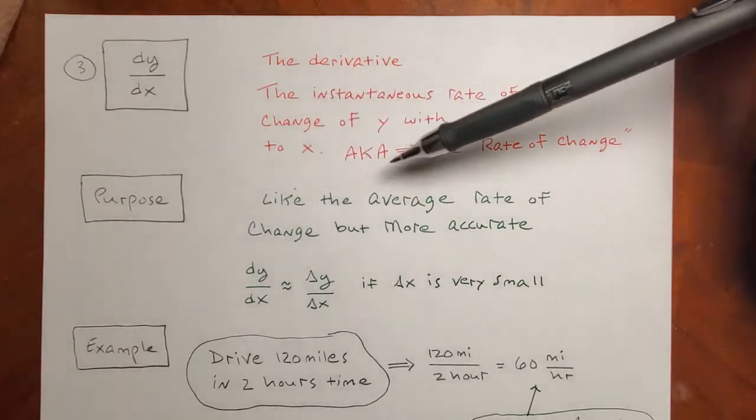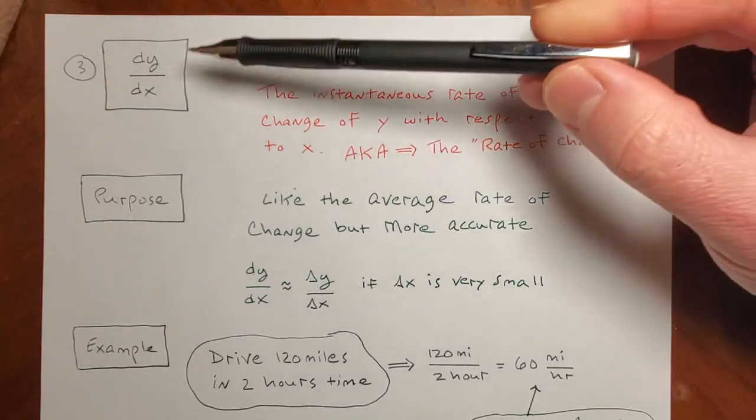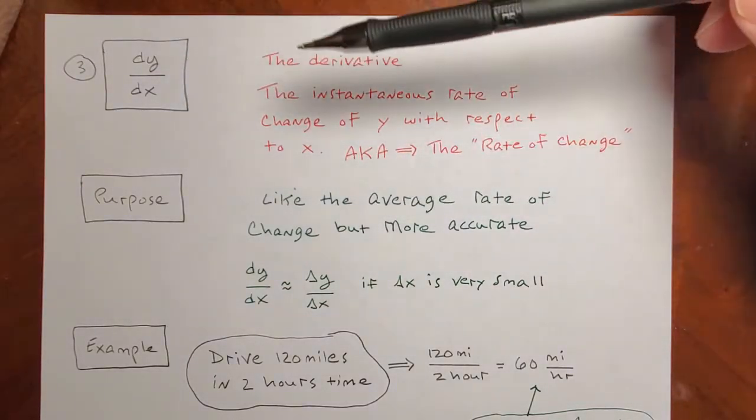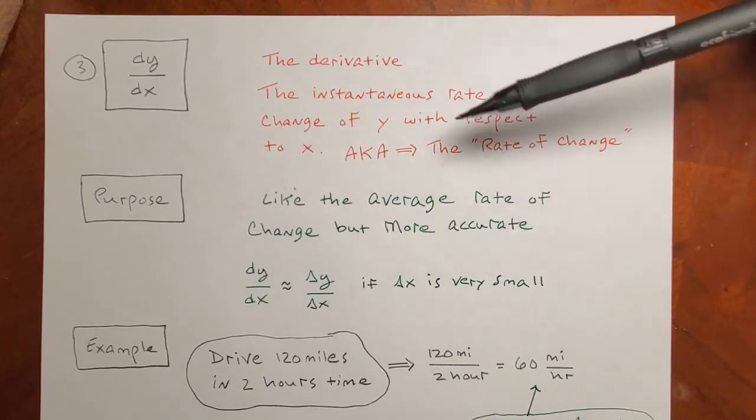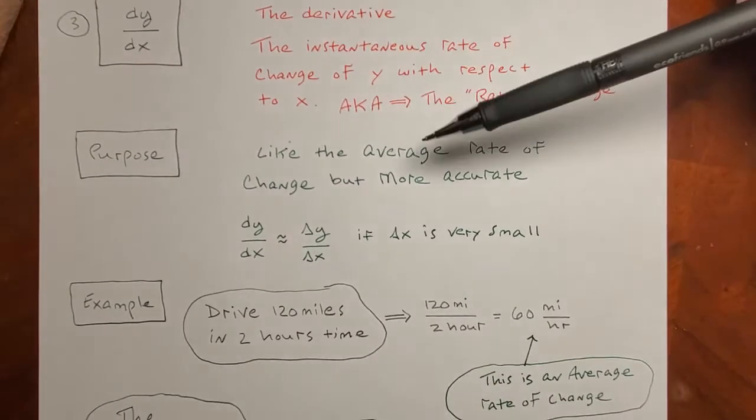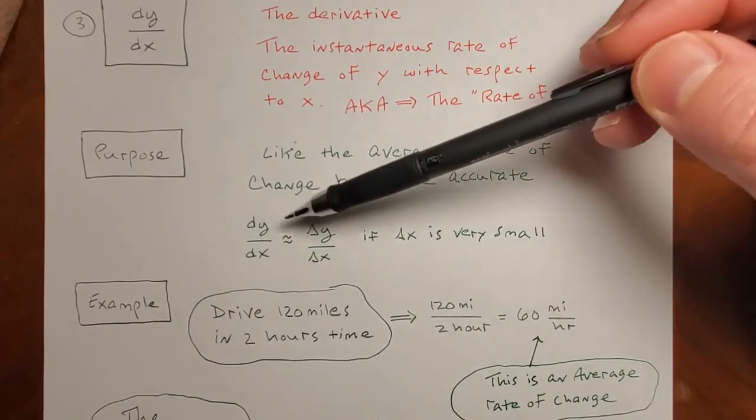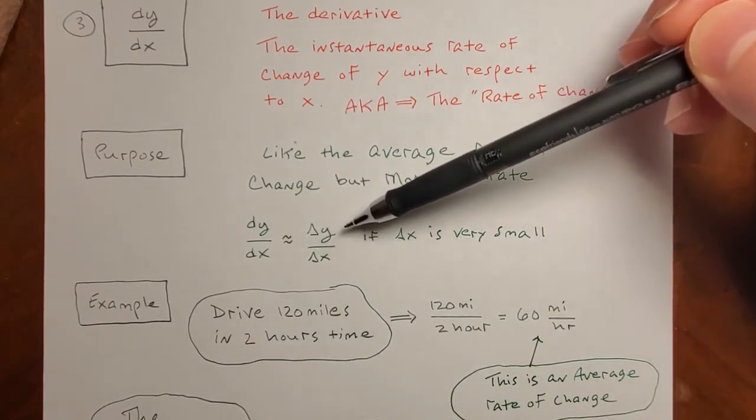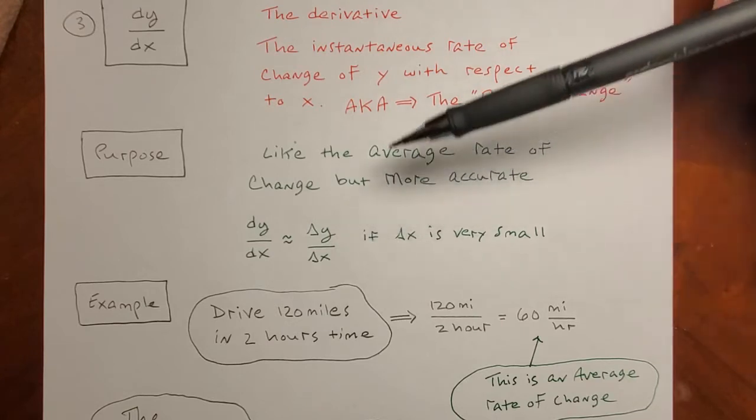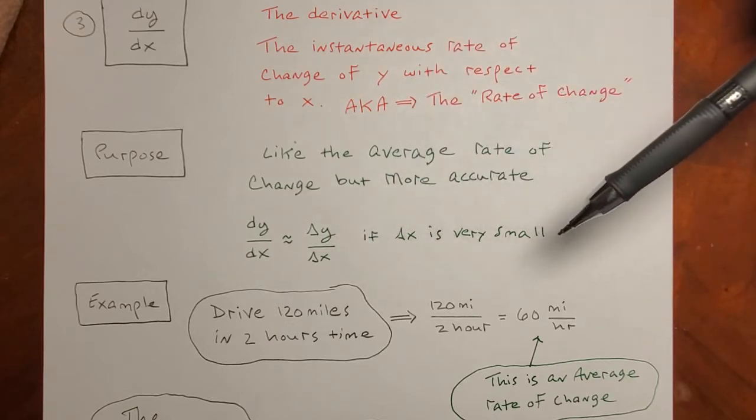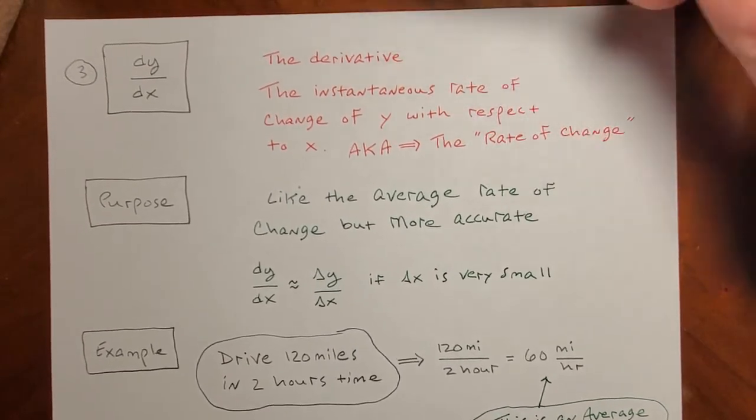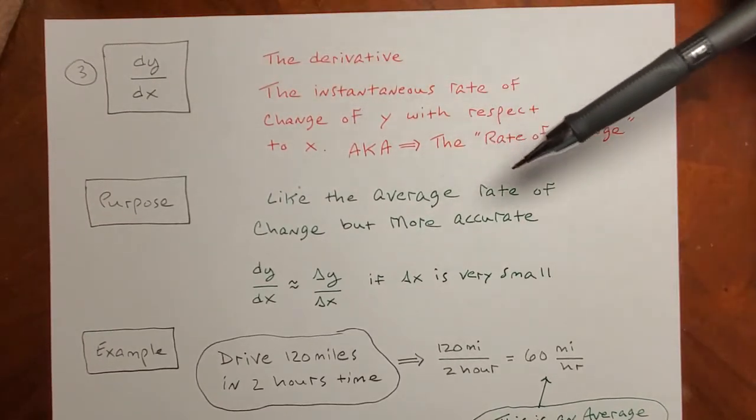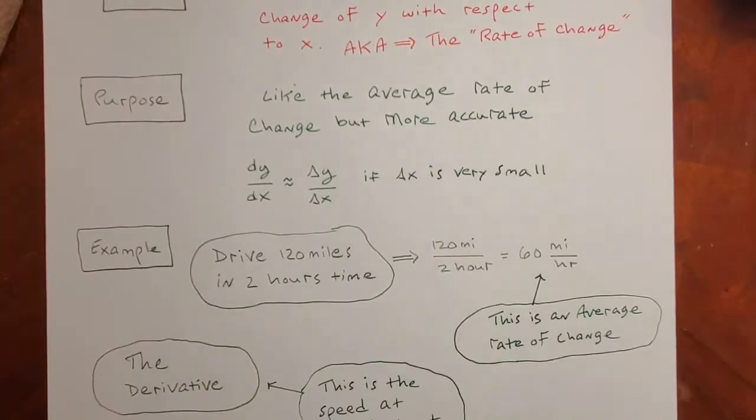The purpose, well, it's like the average rate of change. It tells you how y and x are changing together, but it's more accurate. I'll say a little bit about that in a minute, okay? It's more accurate, but I guess you could say that the derivative is approximately equal to the average rate of change if delta x is very small, okay? All right, so why is the derivative like the average rate of change, but it's more accurate?